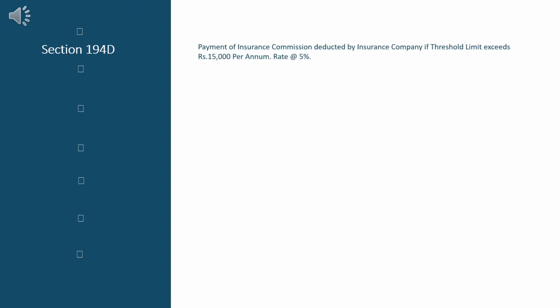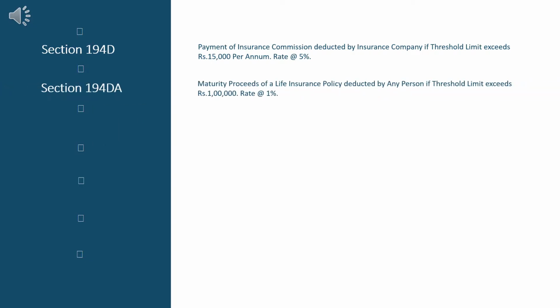Section 194D. Payment of insurance commission, tax to be deducted by insurance company, if the commission amount exceeds Rs 15,000 per annum, tax rate at 5%. Section 194DA. Maturity proceeds of a life insurance policy, tax to be deducted by any person, if the proceeds amount exceeds Rs 1 lakh, tax rate at 1%.